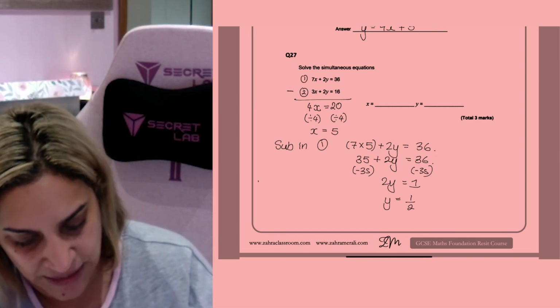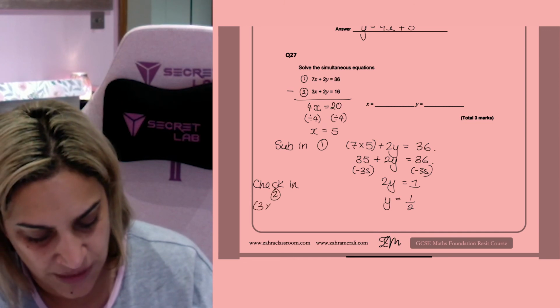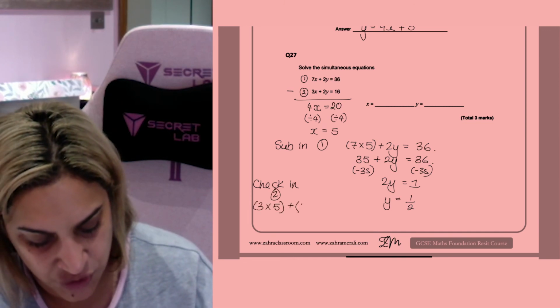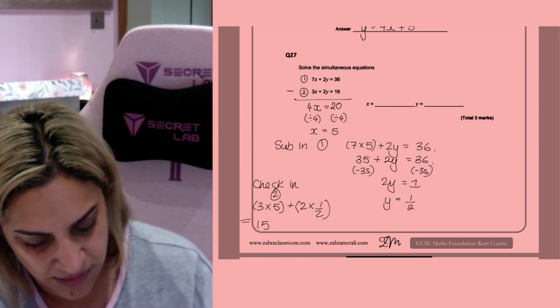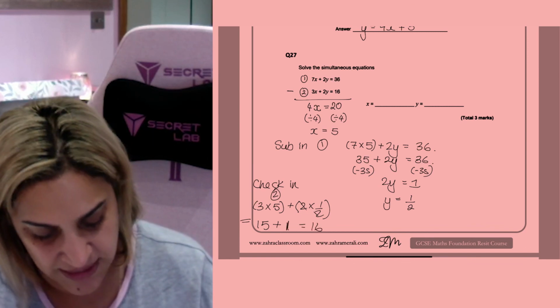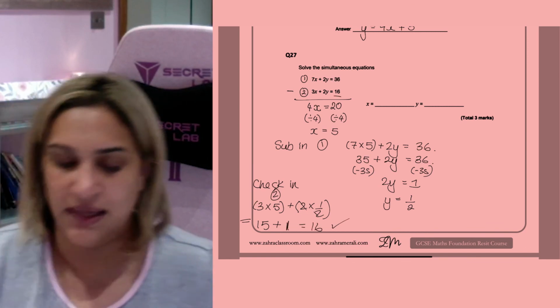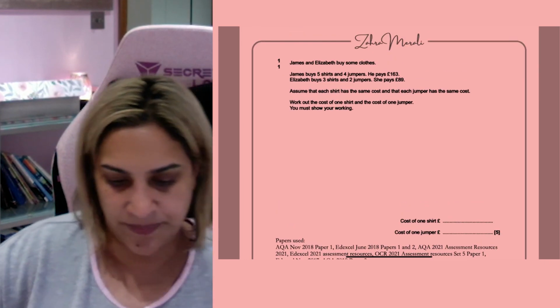However, if you're going to check it manually, you're going to plug it into the other equation. You're going to do 3 times 5 plus 2 times a half. 3 times 5 is 15. 2 halves is 1. Equals 16. That's also 16. Tick. I know for definite I've done it right.